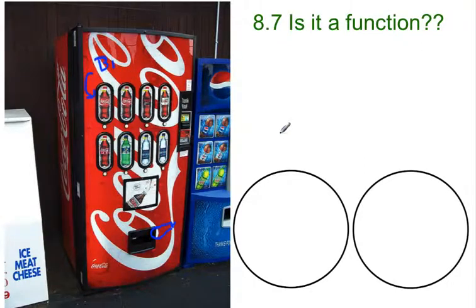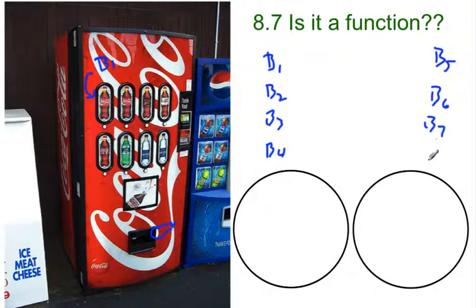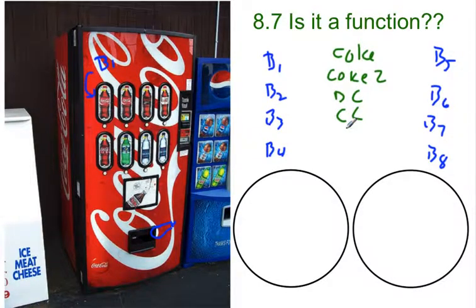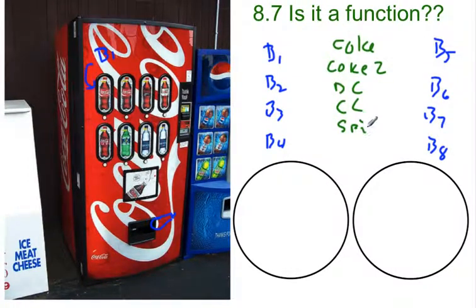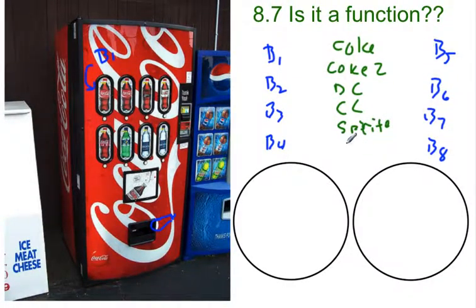So the buttons are our inputs, and there are 8 buttons. So we have 8 buttons, B1, B2, B3, B4, B5, B6, B7, and B8. That's our domain. Our domain and our range are the different items that we could possibly have. So we have Coke, and we have Coke Zero, just gross stuff, Coke Zero. Then we have Diet Coke, we have Cherry Coke, we have Sprite, and we have water. Why you'd pay for water? Not really sure. But we have water.